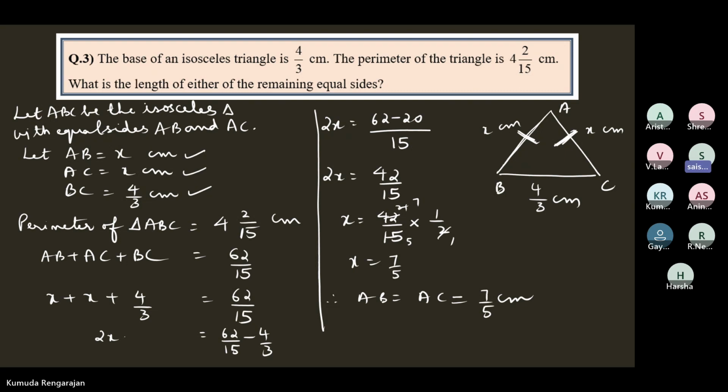Ma'am, I've done the cancellations wrong. The 42 by 15 into 1 by 2. Okay. For 7 by 5, I've written 8 by 4. Okay, fine.